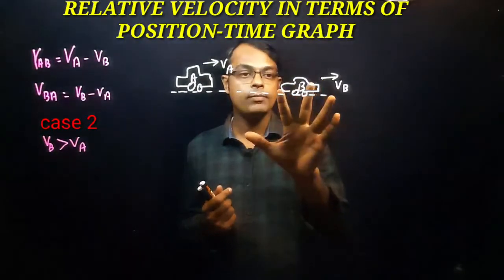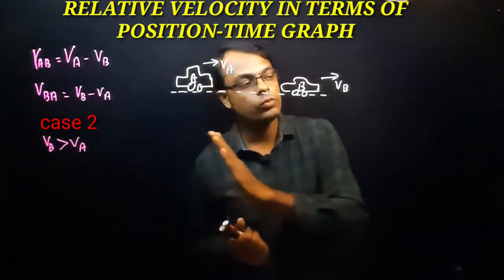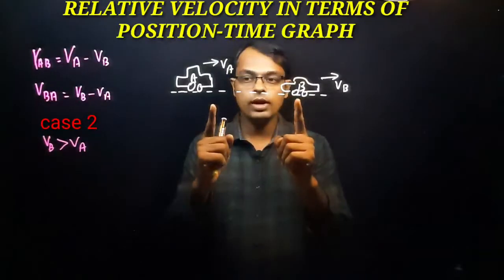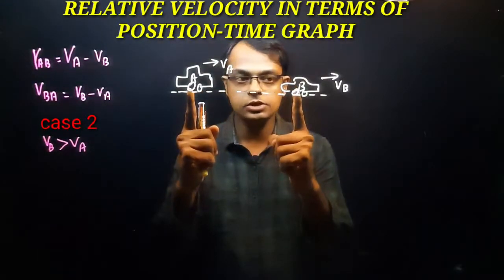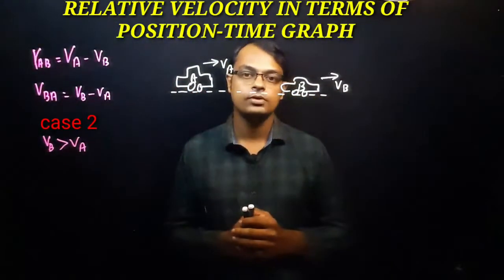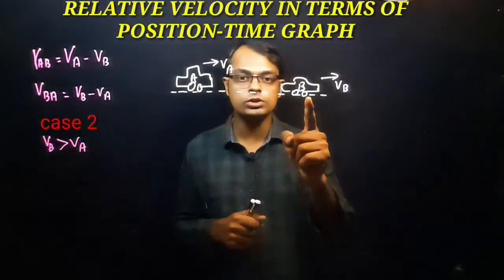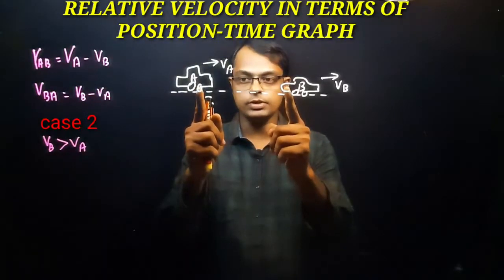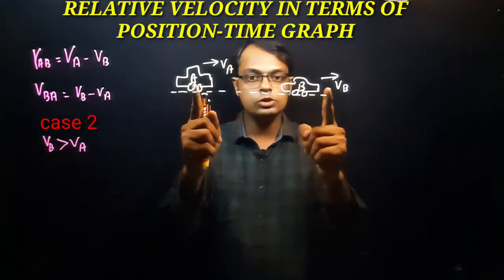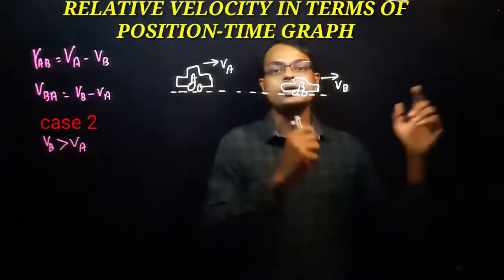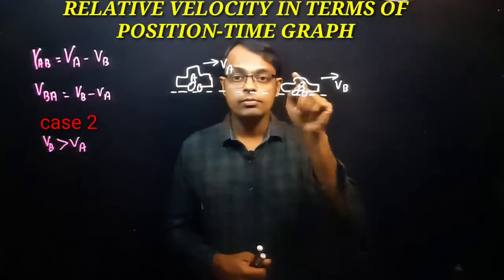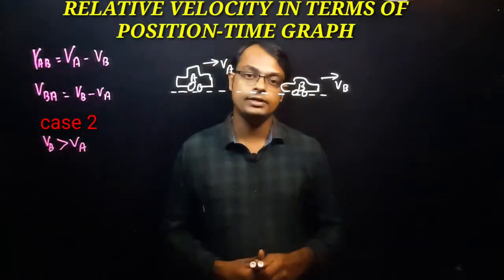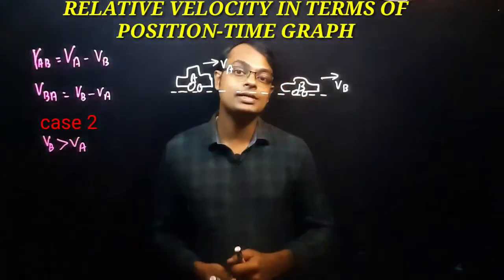What will happen to this car now? The car will go with a very high speed, that is, VB is greater than VA. What will happen to the relative separation between these two cars? This is in motion, this is also in motion, but this speed is much more. So practically speaking, the distance between these two cars will increase while traveling, because the velocity of B is greater than the velocity of A. So the relative separation increases.